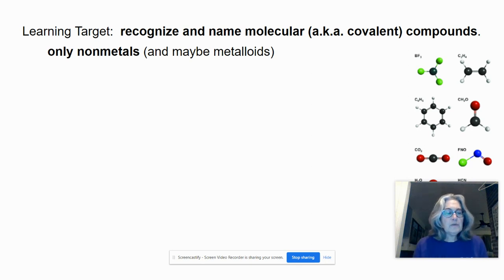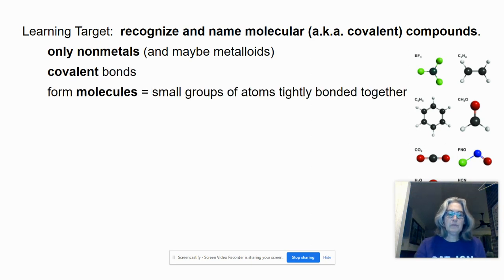They have different properties. This is like the sugar that dissolved in water does not conduct electricity. These things are neutral. They do not separate in water. They are held together not by oppositely charged ions sticking together. They're held together by something called covalent bonds, and that's why covalent is another name for this kind of compound. They form molecules. Molecules are small groups of atoms tightly bonded together. I have pictures of some molecules over here.